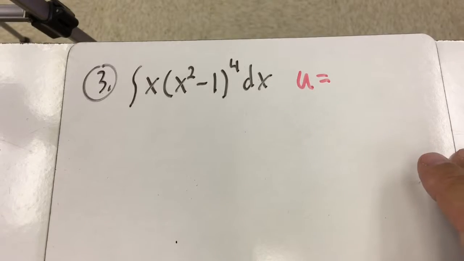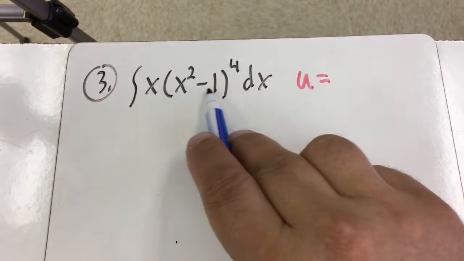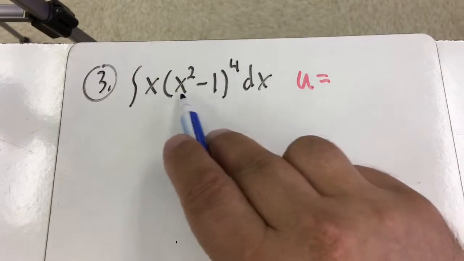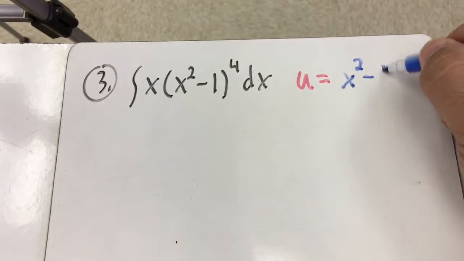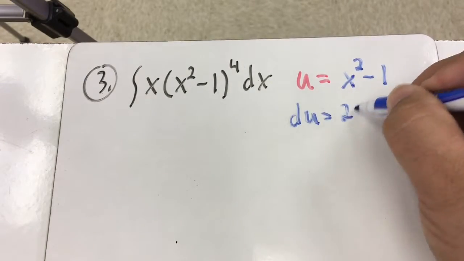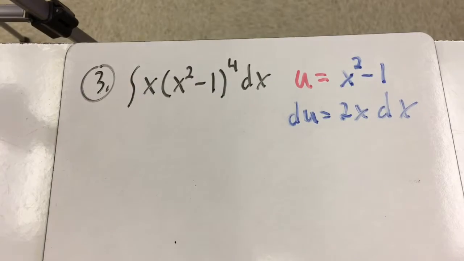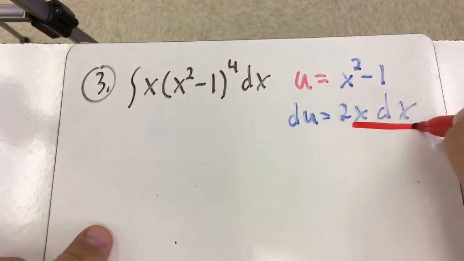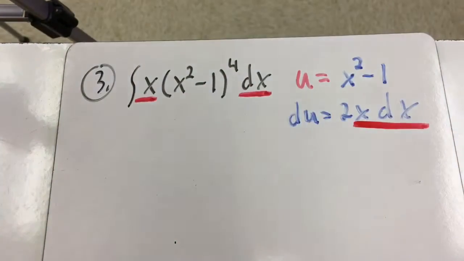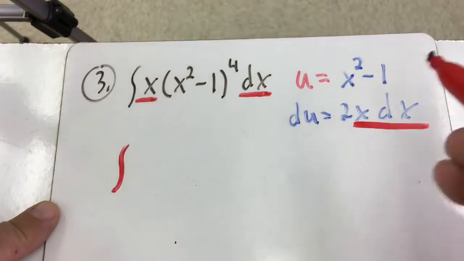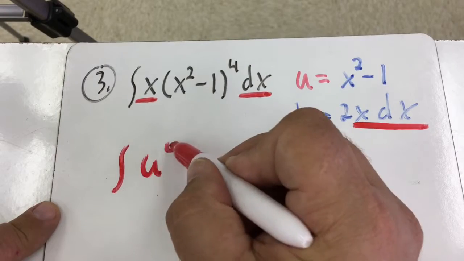Number 3 is a definite candidate for a U sub. And I'm going to let U equal this complicated expression inside the parentheses. And notice when I take the derivative of x squared minus 1, that's going to give me du equals 2x dx. And what I like about this is that the x dx will line up with this dx and this x. And then I'll move over into what I call the U world. So it's going to be a new integral of u to the 4th du.